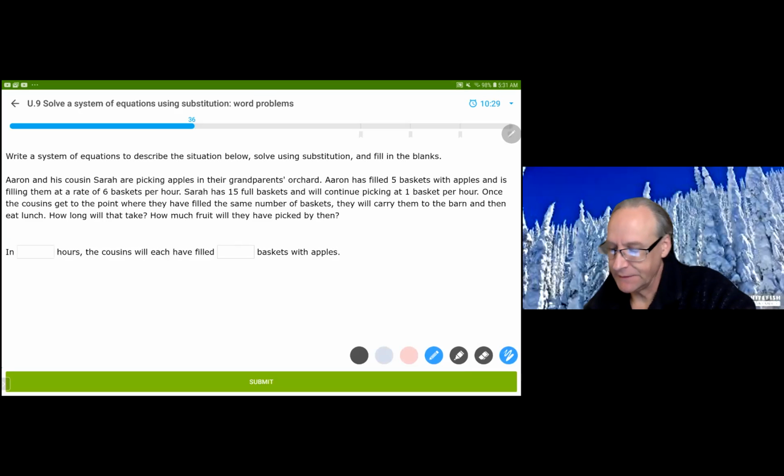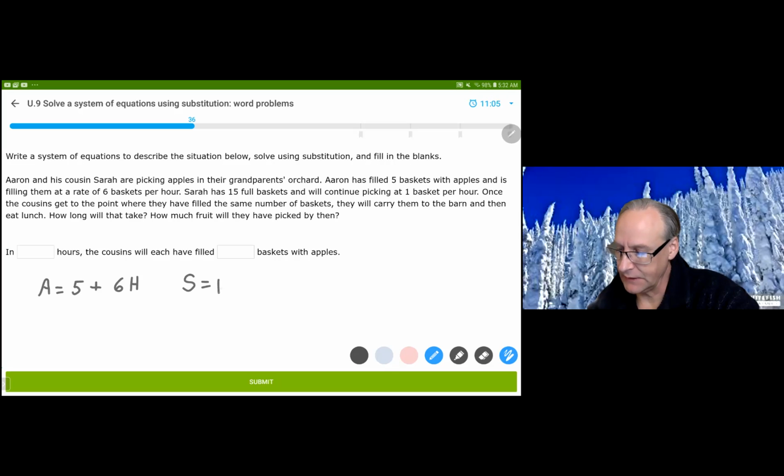Okay, Aaron and his cousin Sarah are picking apples. Aaron has filled 5 baskets with apples and is filling them at a rate of 6 baskets per hour. So Aaron has already filled 5 baskets, and he's filling them at a rate of 6 baskets per hour. Now, H is the number of hours, and A stands for Aaron's baskets of apples. Keep in mind that that's not apples, it's baskets filled with them.